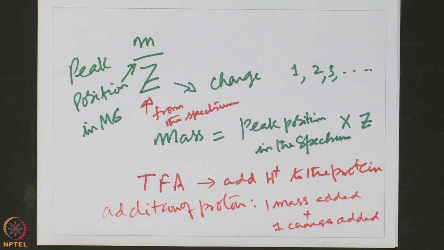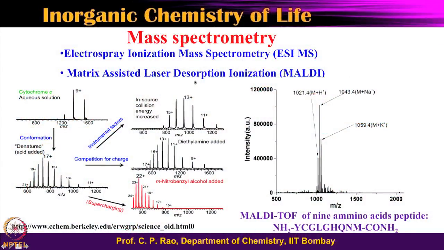This is possible because there are a lot of side chains in the protein which can take up protons, so it can be protonated to some extent, to more extent, much more extent too. This is one technique which is very commonly used for ESI-MS. The other technique is matrix-assisted laser desorption ionization.